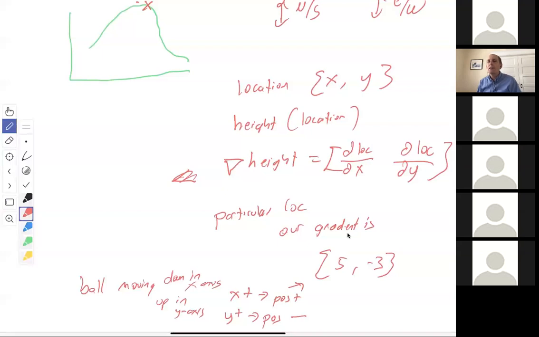And also it's giving us not just a direction, but also a magnitude. So it'll say, for instance, in this example we have here, that changes in X will change our loss, or our height, more than changes in Y. Okay, any questions on this?